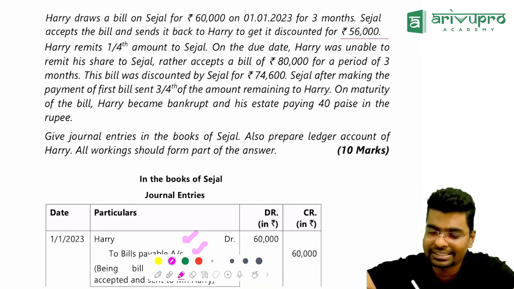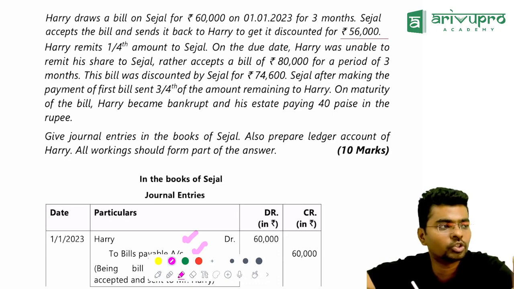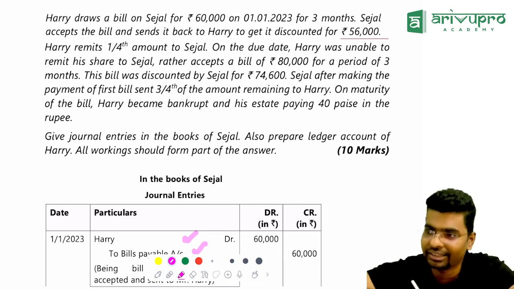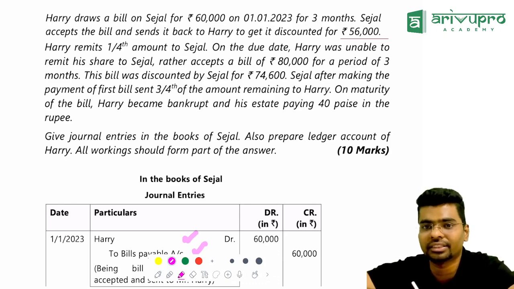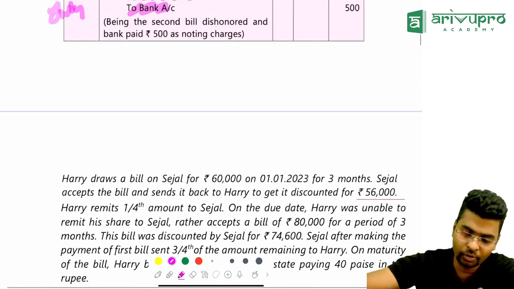Sejal accepts the bill and sends it back to Harry and Harry gets it discounted for 56. What's the journal entry? Whose book are we doing? How will Sejal have an entry? Then why are you telling entry? Who's getting it discounted? Harry. So the journal entry should be in the books of Harry. What will Sejal get? Nothing. Right? He is remitting 1/4. So how do we do the calculation?